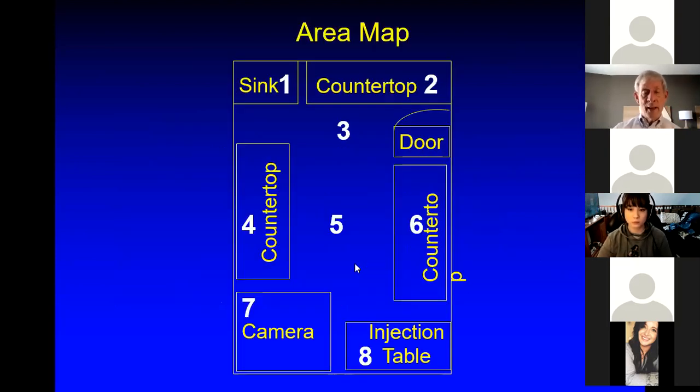So here's what an area map might look like. You can see there's a sink, injection table, several countertops. There, of course, is the door. There might be a camera there. So we've taken, I don't know, 6 or 7 or 8 wipes here. Let's say spot number 5 is 100,000 counts per minute. Everything else checks out just fine. But spot number 5 is really hot.